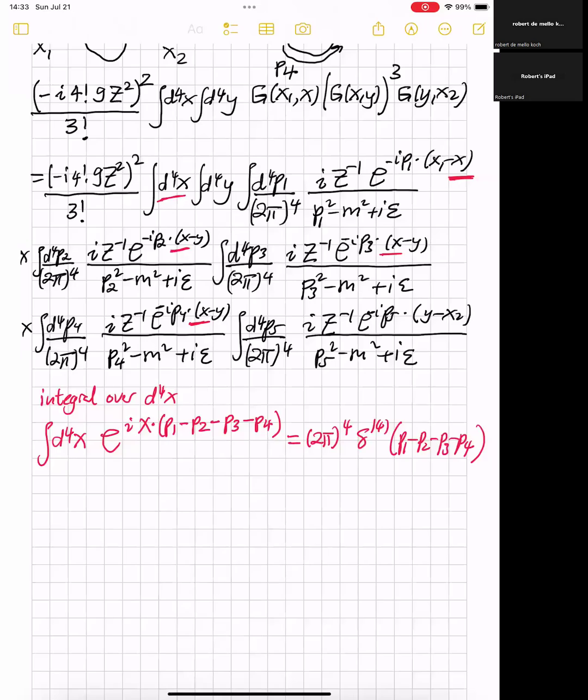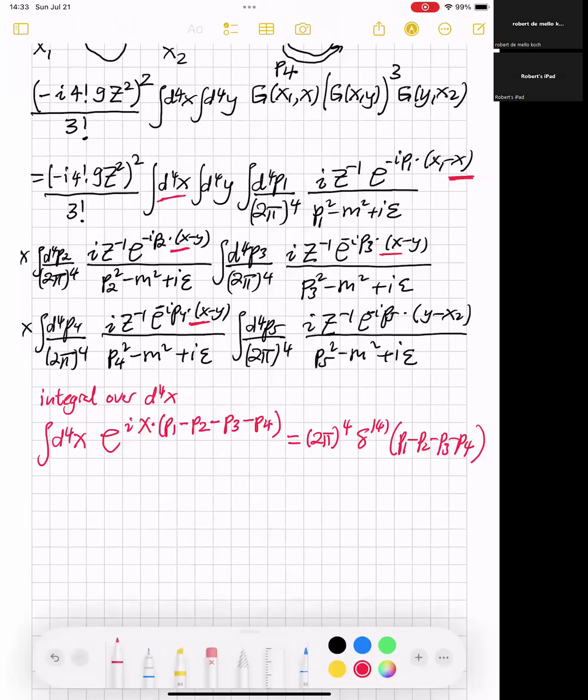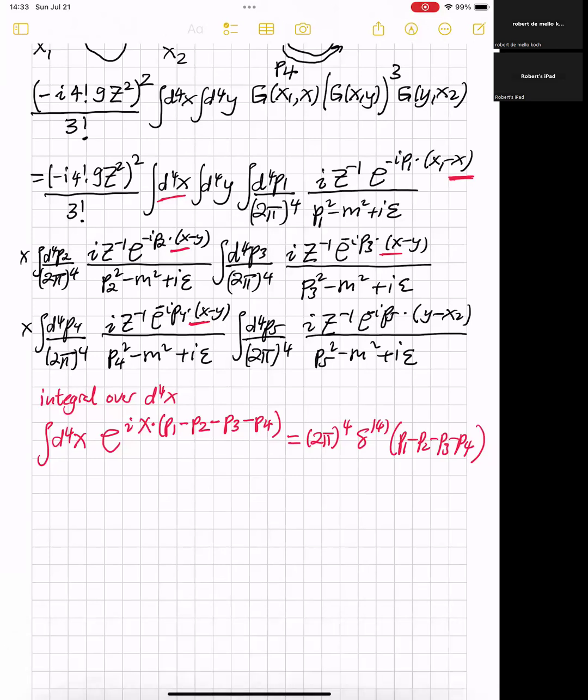Okay, good. So we did the integral over x. Now let's do the integral over d4y. So what do we have? We've got an integral. Now, where's the y's? There's the d4y. So we'll go d4y. We'll have an e to the I y dot.